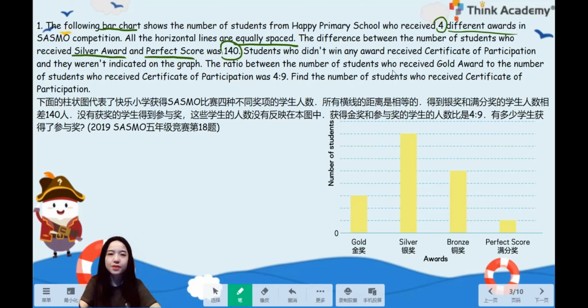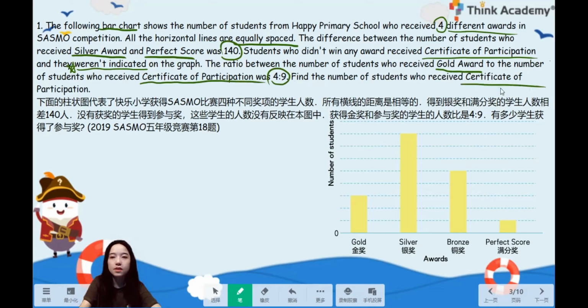Students who didn't receive any award received the certificate of participation, and they weren't indicated in the graph. We can't find the amount of certificate of participation. The ratio between the number of students who received gold award to the number of students who received certificate of participation was 4:9. Find the number of students who received certificate of participation.